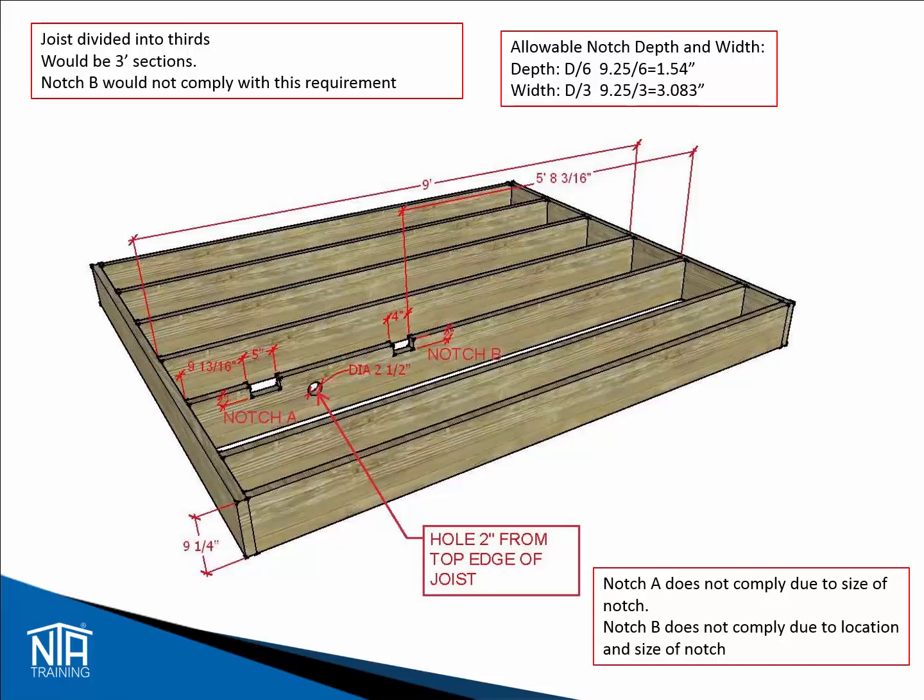The allowable depth is determined by taking D, which is depth of joist, and dividing it by 6. We know the depth of the joist is 9 1/4 inches. 9.25 divided by 6 equals 1.54 inches for allowable depth. Notches A and B are 2 inches deep, so neither notch complies with the required depth for a notch. The width is also determined by the depth of the joist, but this time D, depth of joist, is divided by 3. For this question, notch A is 5 inches wide and notch B is 4 inches wide. The allowable notch width is as follows. 9.25 divided by 3 equals roughly 3 inches. Neither A or B comply with the code.